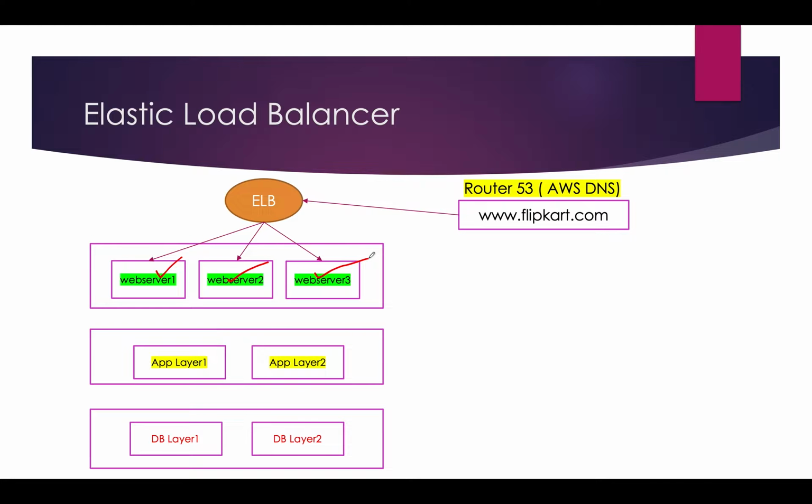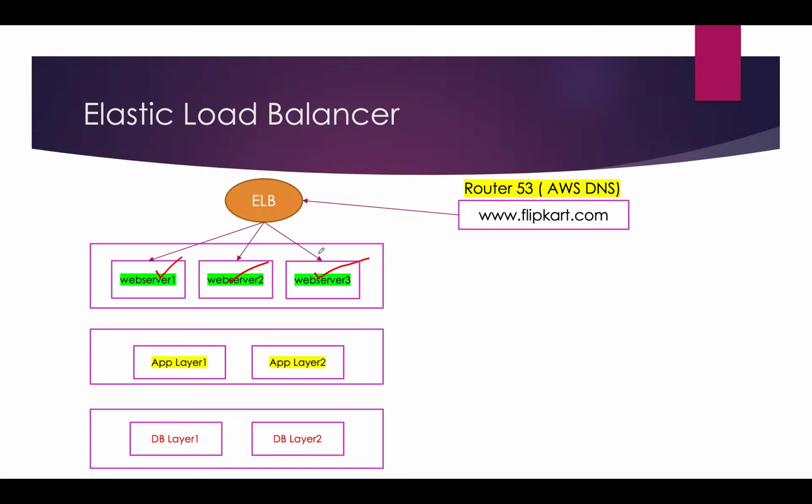By that time, web server 1 CPU utilization will increase to 80% or 90%, right? Web server 2 is available, web server 3 is available. Assume 80% here, 80% here, 80% here, so the server will go down, right? If utilization is more, the performance will be low. To overcome this drawback, they introduced auto scaling group.